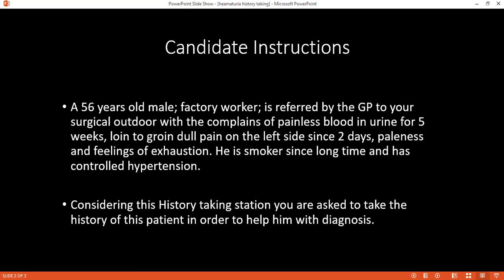Doctor, I noticed that I have blood in my urine. I've had it for about 4-5 weeks now. And I also have this pain on the left side for about 2 days as well. Oh, I'm so sorry to hear that. Can you please tell me a little bit more about when you first noticed this? I started noticing it about 5 weeks ago when I wanted to urinate.